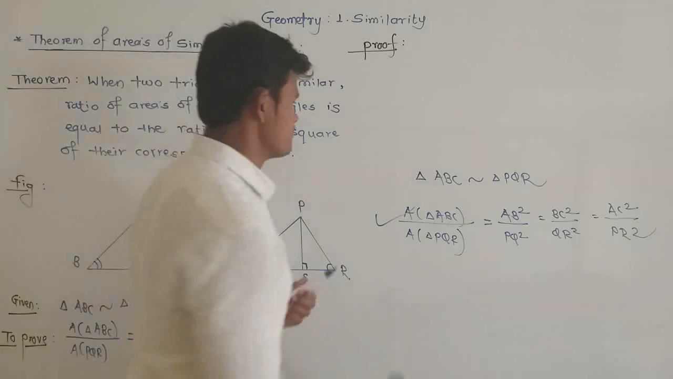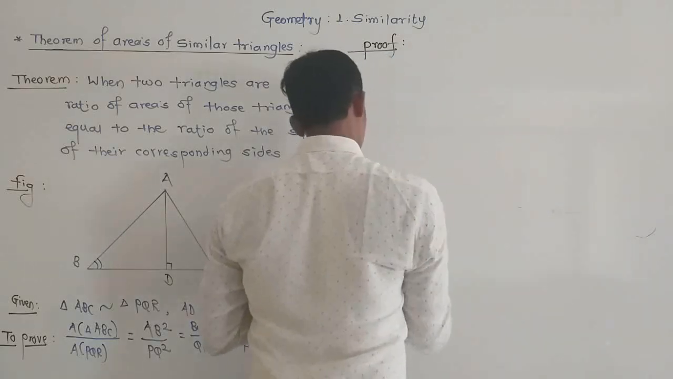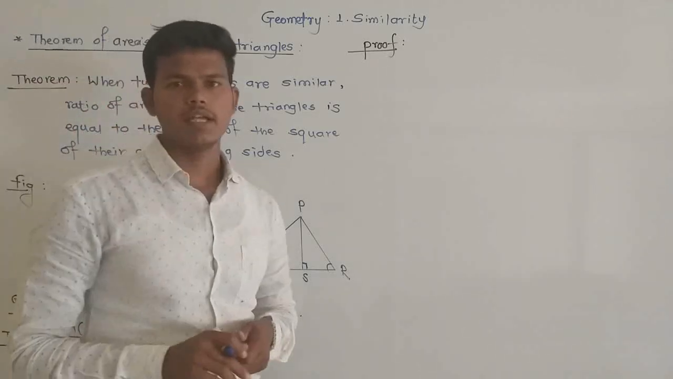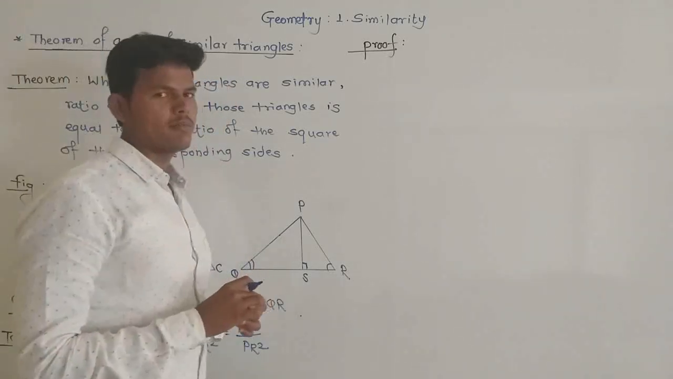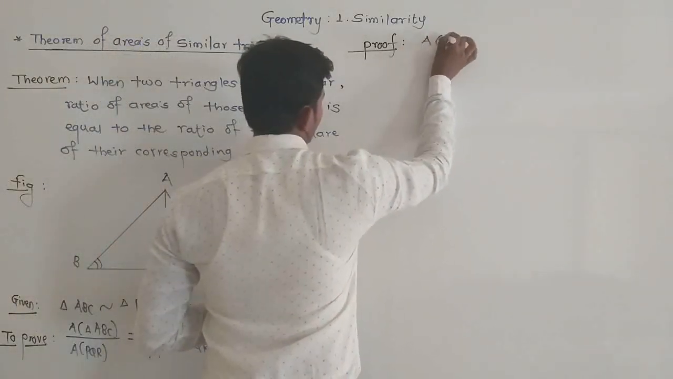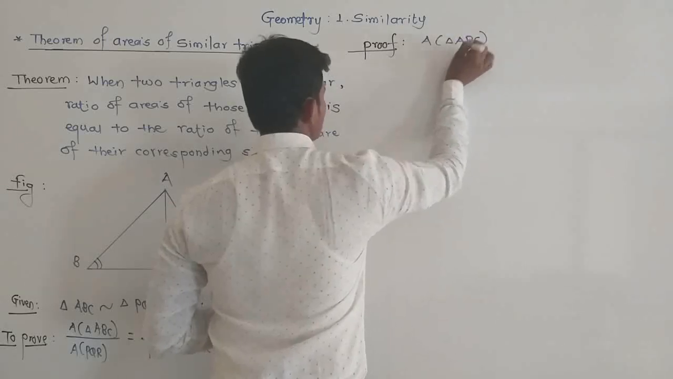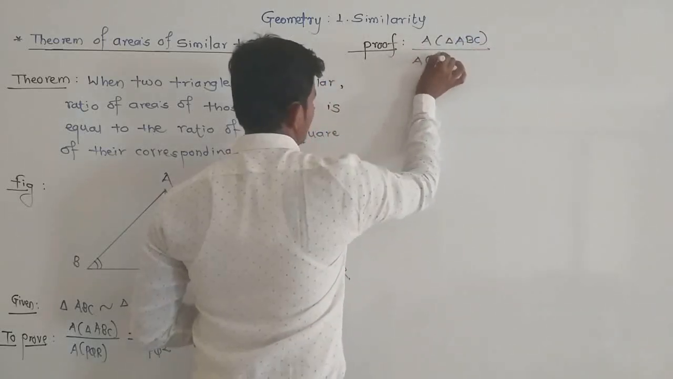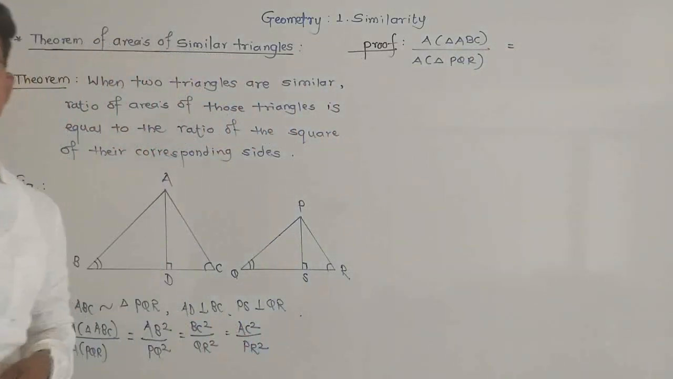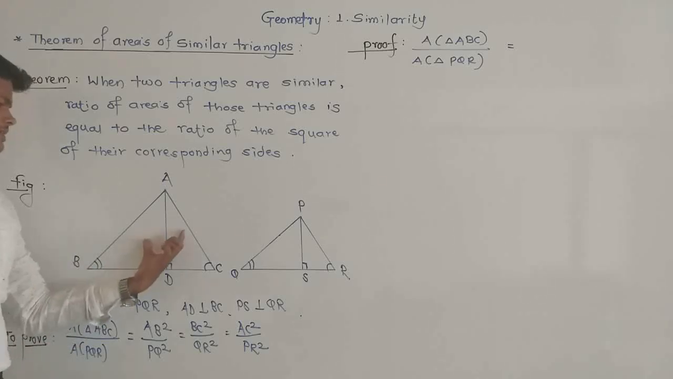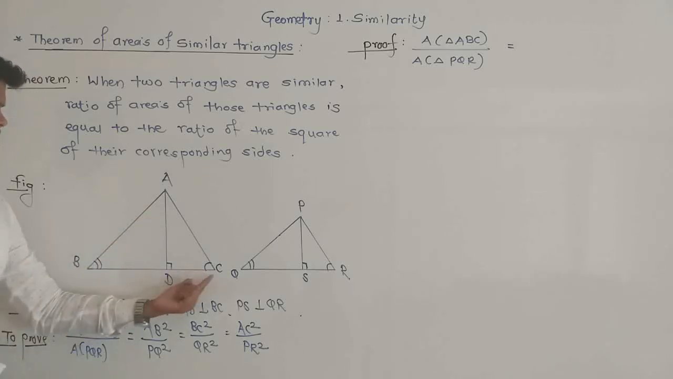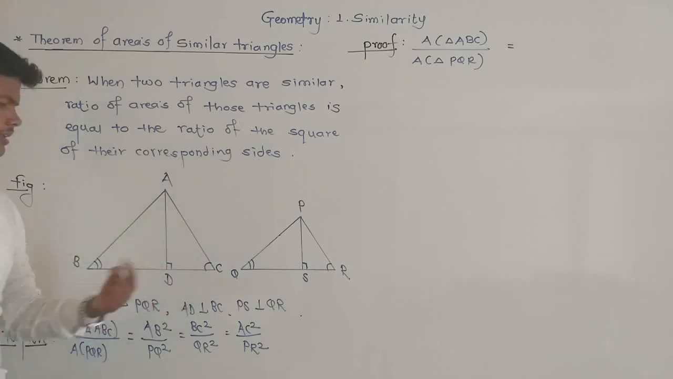Okay, so let's start. First, take the ratio of areas of the triangles. For that, we know how to find the area of a triangle. Area of a triangle is nothing but half into base into height. So take the ratio of areas of triangles: area of triangle ABC to area of triangle PQR. The area of triangle ABC is half into base into height. For triangle ABC, the base is BC and the height is AD, because AD is perpendicular to BC.